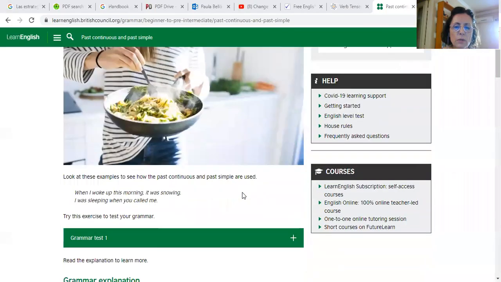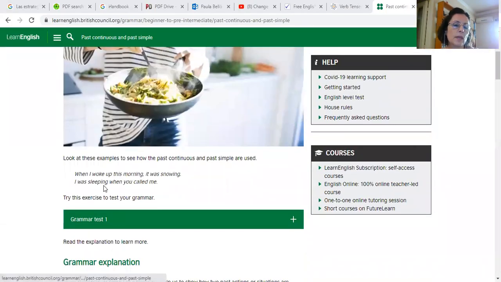Okay. Now we see the page. So in this page, we will do some exercises, yes? And in here you see this example: when I woke up this morning, it was snowing. So cuando me levanté esta mañana, estaba nevando. This combination is very common, we only need to recognize how to use it and which verbs we use with each phrase.